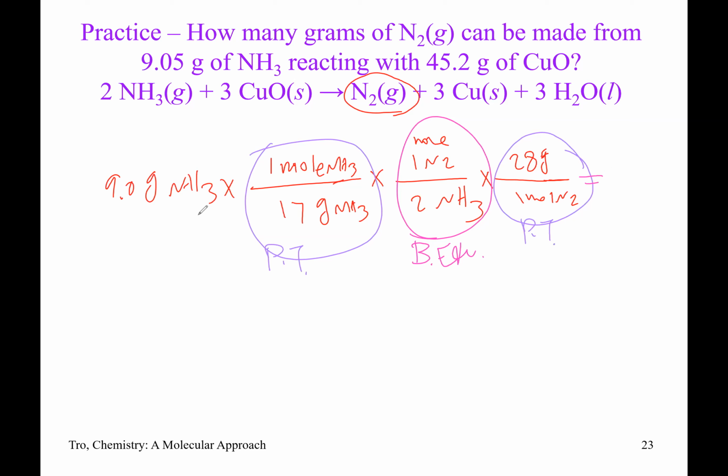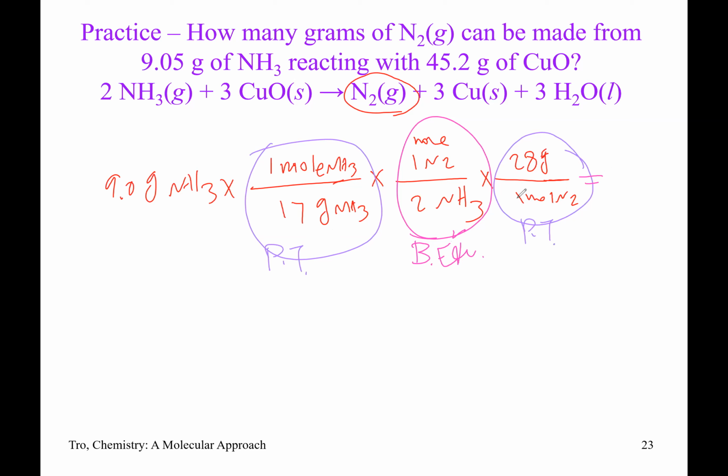If you want to go from mass of reactant to mass of product, you need 3 conversions. You go from mass of reactant to mole of reactant, from mole of reactant to mole of the product, and then from mole of product to mass of the product.